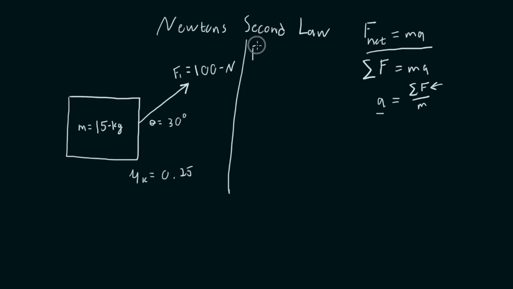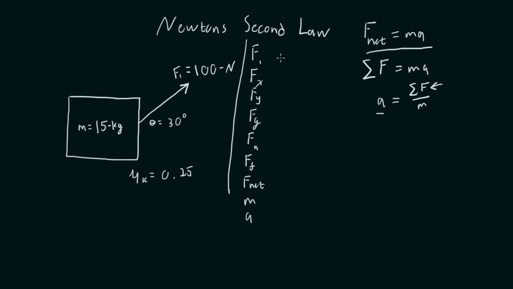I've got my F1. I'm going to have my F in X, my F in Y. I'm going to have a force of gravity. I'm going to have a force normal, a force of friction, and an F net. So we'll find these first, and then we'll be able to find acceleration using our mass.